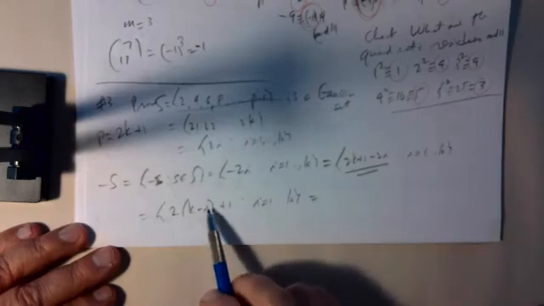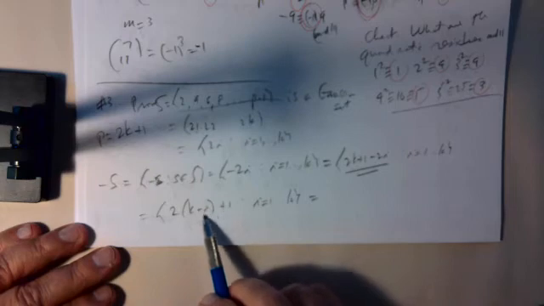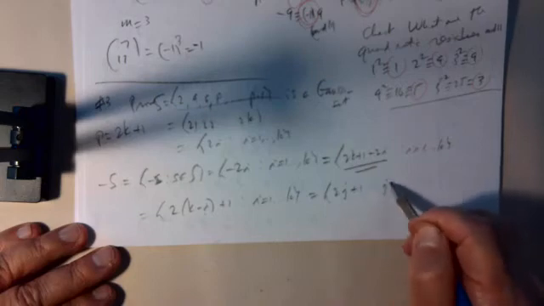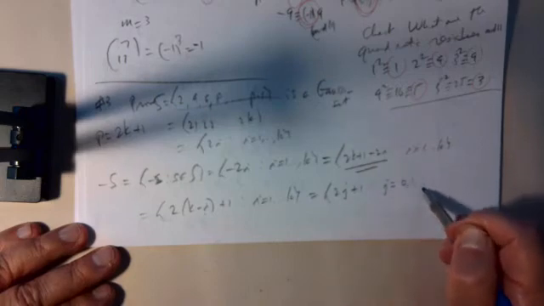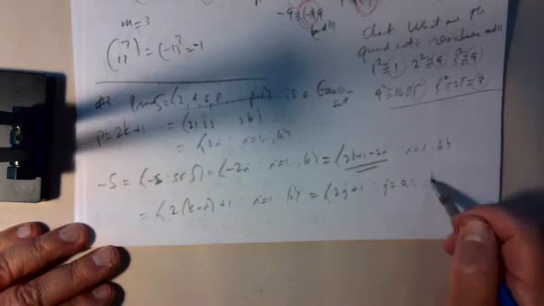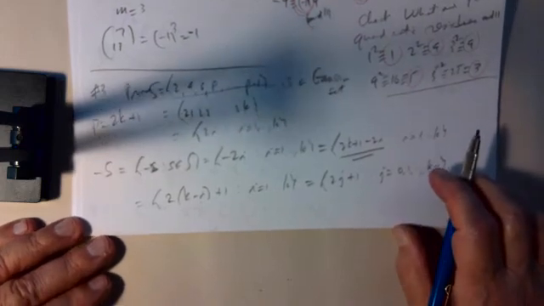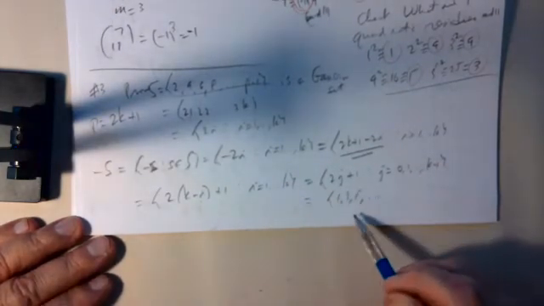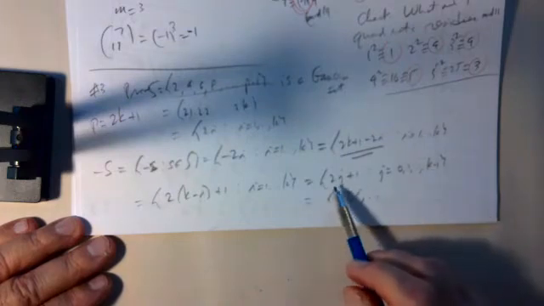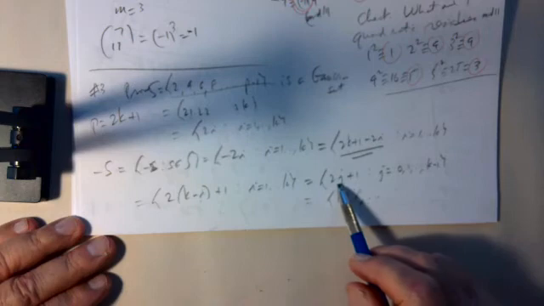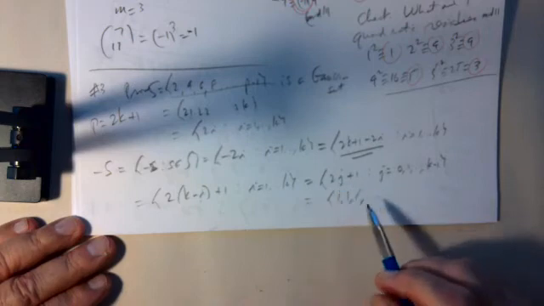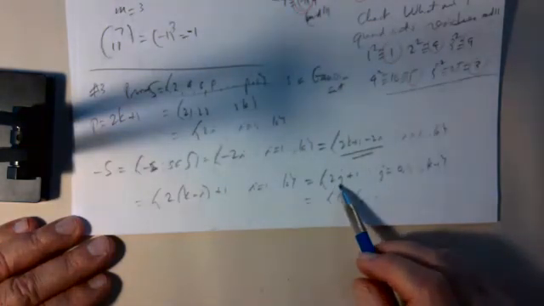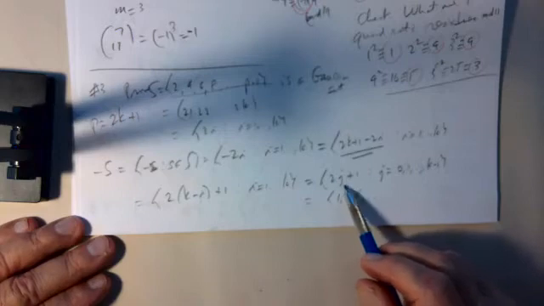As i goes from 1 to k, these numbers go from k minus 1 down to 0. I can write this as 2j plus 1, j goes from 0 up to k minus 1. So this is just the set of numbers 1, 3, 5. When j is k minus 1, I get 2k minus 2 plus 1, 2k minus 1.